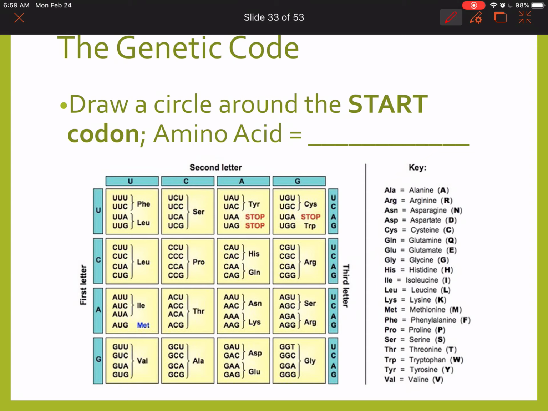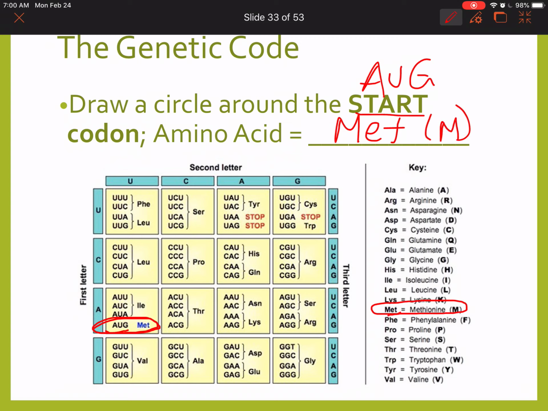Okay, there are 3 codons that are more important than others. The first is the start codon. Start codon is down here, okay? And it is AUG, stands for the amino acid methionine. Methionine is abbreviated MET or M. Okay, so start codon is the first codon in all genes, which means all proteins start with the amino acid methionine.